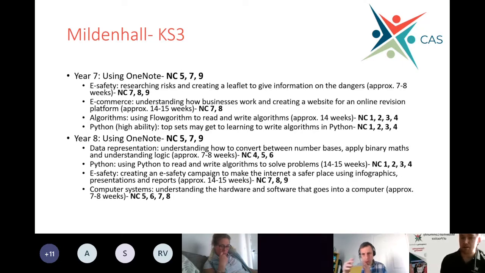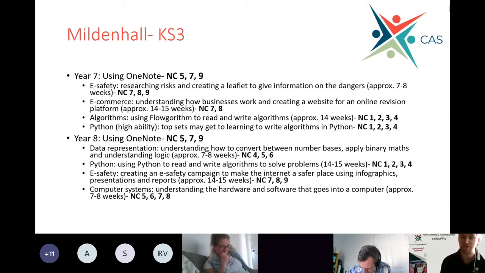Year 8 has a kind of similar structure, so we've still got these generally project-based tasks apart from data representation, which really is on its own. So we look at converting between number bases, we look at binary maths, and we look at logic gates and creating logic diagrams and those sorts of things as well. And that's like the first 7 to 8 weeks.